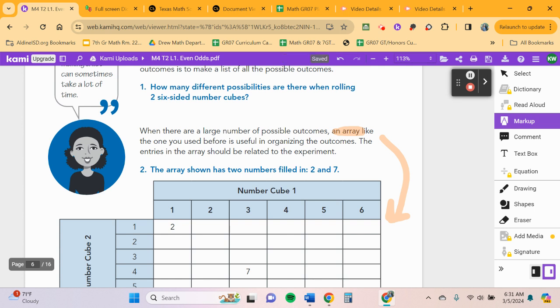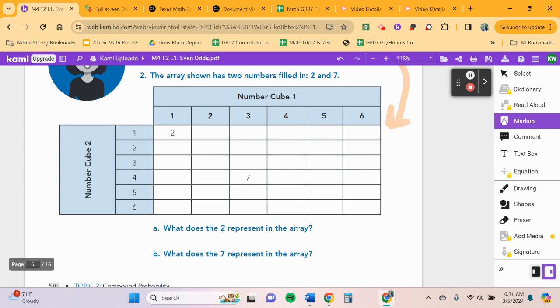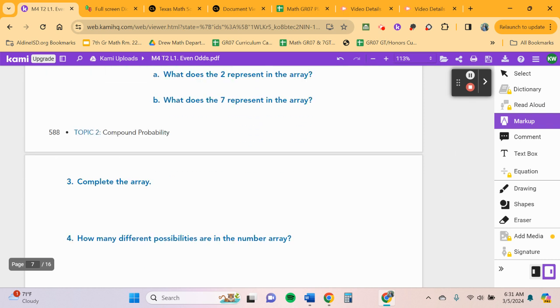Number 2 says the array shown has two numbers filled in, 2 and 7. Letter A says, what does the 2 represent in the array? B says, what does the 7 represent in the array? So as you can see, here's that 2, here's that 7. And then number 3 says, complete the array. Number 4, how many different possibilities are in the number array?